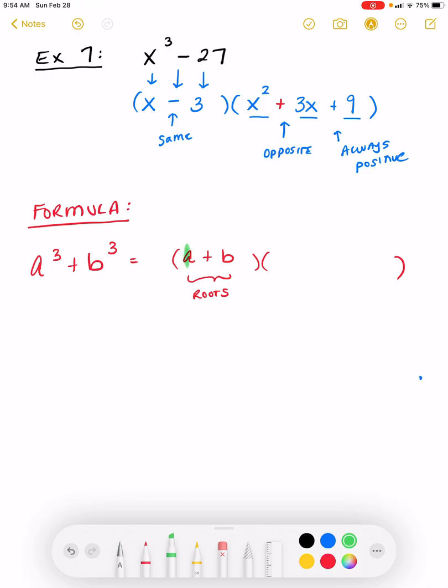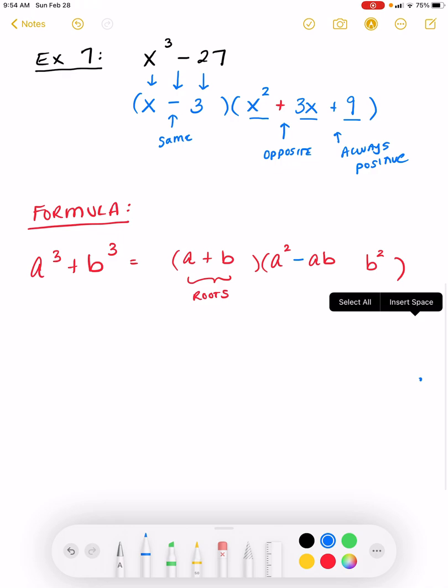Remember, we take the first root and we square it, and you're going to get the first root squared. In the middle, you're going to take the two roots and multiply them. And then finally, the last term is going to be the last root squared, okay? And then the signs are going to go same sign, then opposite, and the last one is always positive, okay?